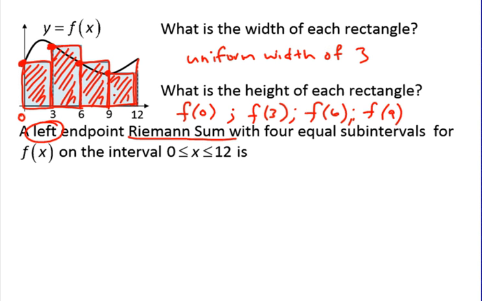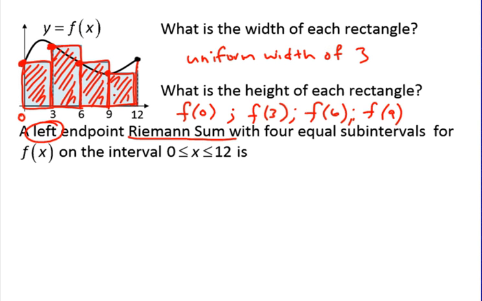You can notice, though, that for 12 hits the graph here, and you can see that there's no rectangle that has its endpoint hitting at 12. So we don't need f of 12 for this problem. So if I want to find a left endpoint Riemann sum with 4 equal subintervals for f of x in the interval from 0 to 12, what we do is we add up those rectangles.